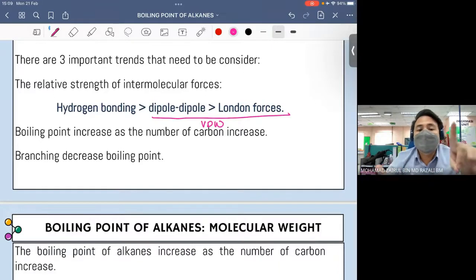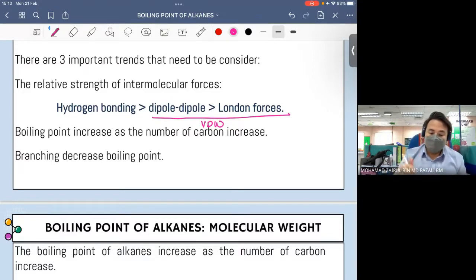Tapi dalam van der Waals forces, we can further divide into two. We have dipole-dipole interaction and also London dispersion forces. Dipole-dipole interaction ni they only exist for a polar molecule, London forces for a non-polar. Dan dipole-dipole is a stronger intermolecular force.